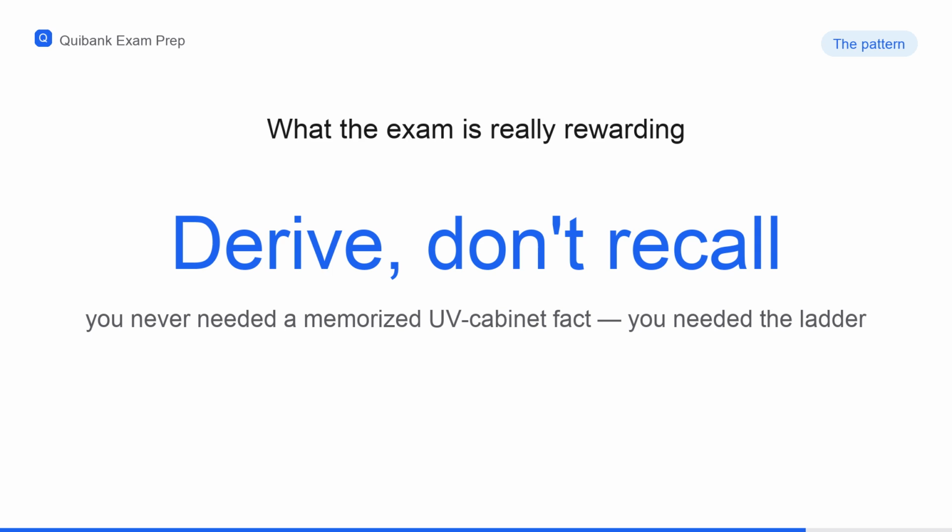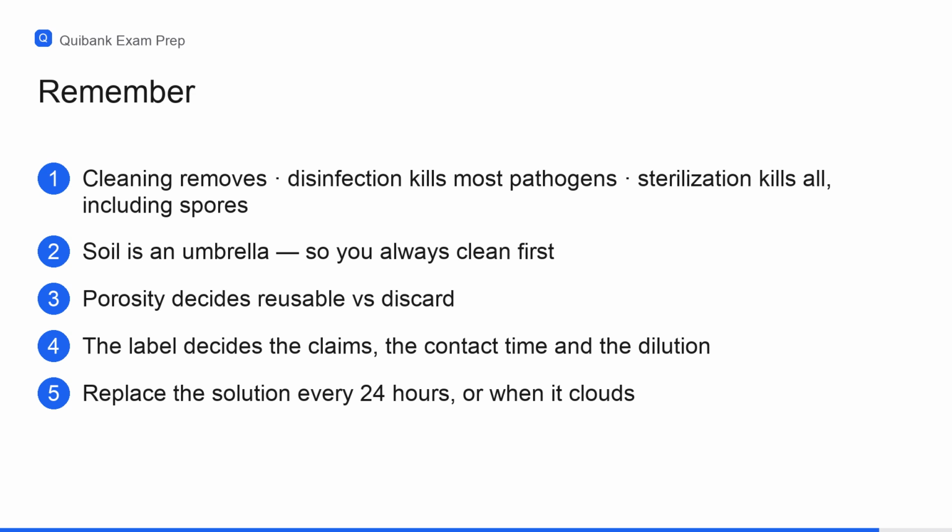That is the pattern the exam rewards. You do not need to have memorized a UV cabinet fact. You need to ask which rung this claims to be, and then check whether it can possibly do that job. So remember, cleaning removes, disinfection kills most pathogens, sterilization kills everything including spores. Soil is an umbrella, so you always clean first. Porosity decides reusable versus discard. And the label decides the claims, the contact time, and the dilution.